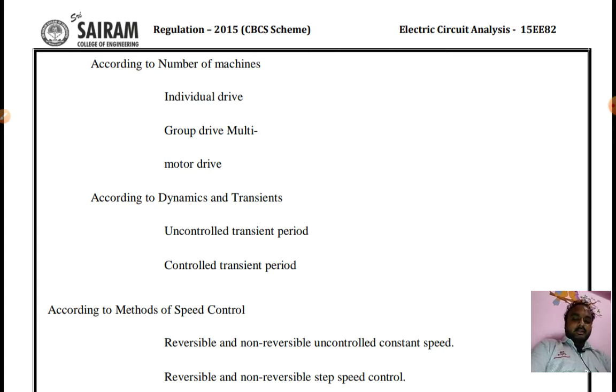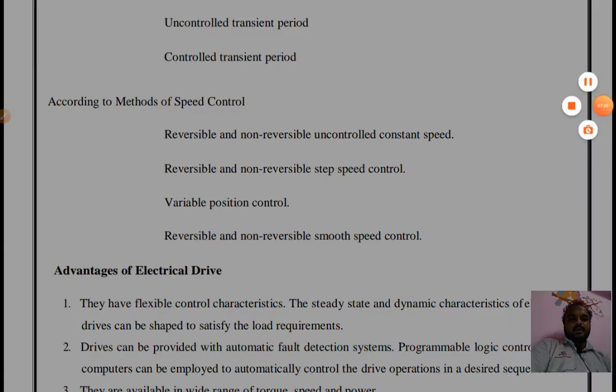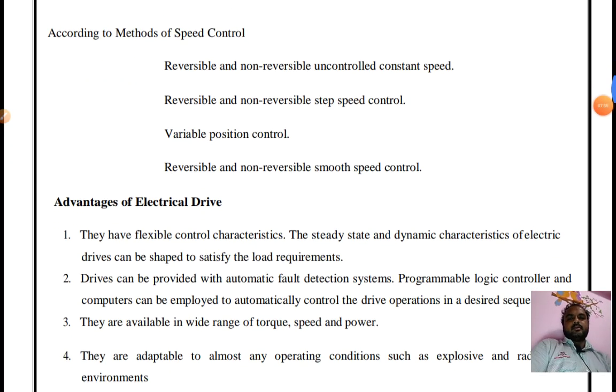According to dynamics and transients, these drives are uncontrolled transient period and controlled transient period. Controlled means that within that time it will automatically control, while in the uncontrolled case it will not control. So these drives are used for dynamic and transient operations. Next, according to method of speed control.